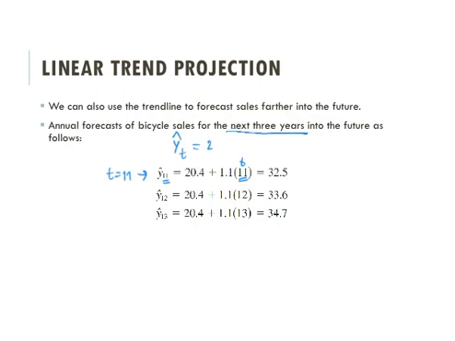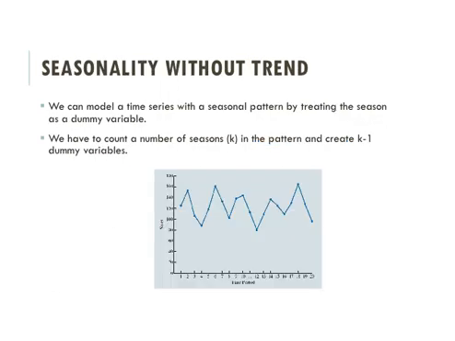Again, it is y hat t equal to 20.4 plus 1.1 times the value of t, right? Again, t equal to 12, we want to forecast y hat 12. We replace the t with 12, and we get y hat 12. For t equal to 13, it's going to be the same, y hat 13, plug in t equal to 13, and then you get this number. Good? Okay, next, let's see the seasonal pattern.